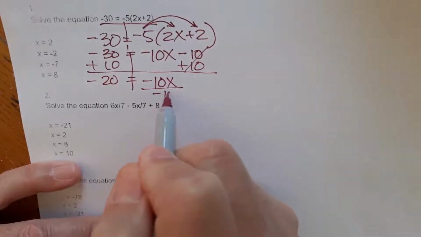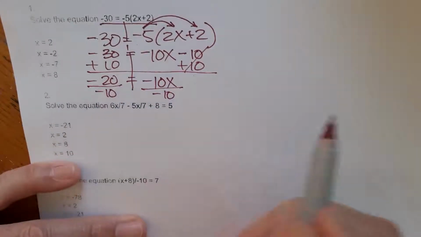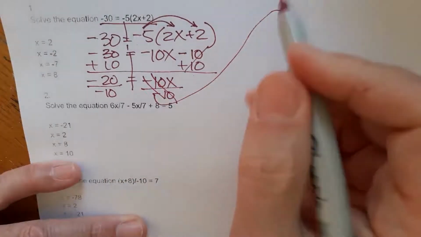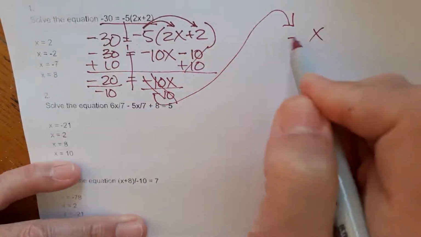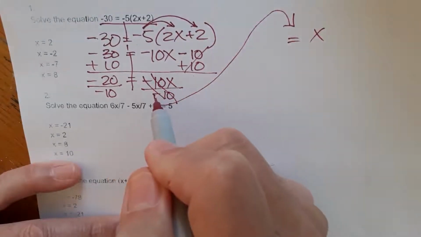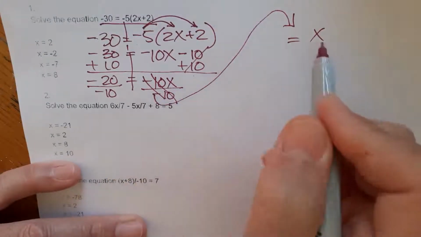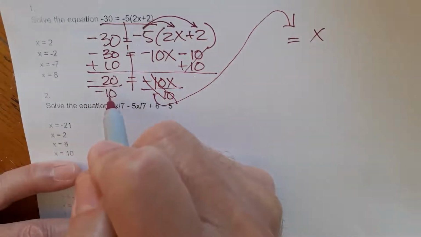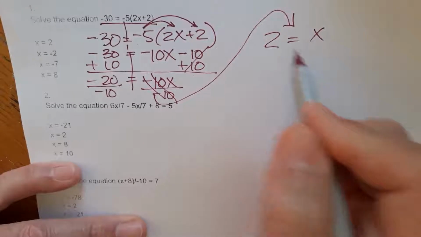So now we divide by negative 10, divide by negative 10. These cancel out. Let's go over here where we can see it. So we have an x on the right, because 10 over 10 is 1. Negative divided by negative is positive, and 20 divided by 10 is 2. So we get x equals 2.